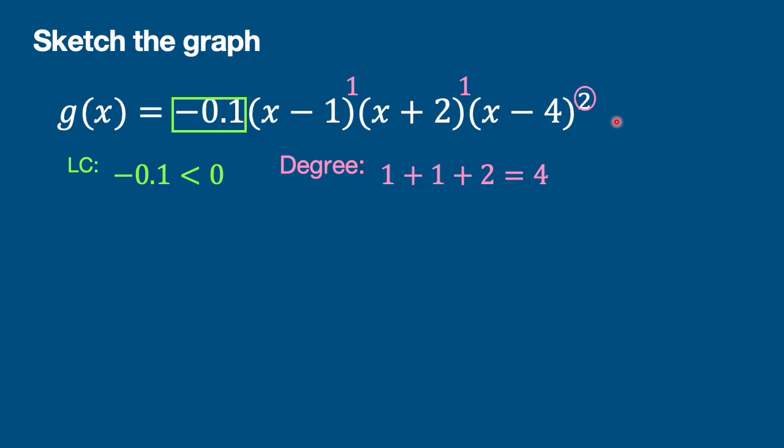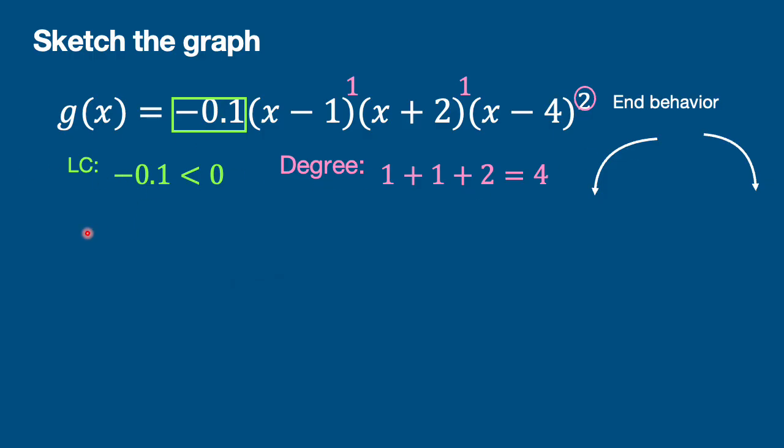Then you can decide the end behavior of the function. The leading coefficient is negative, meaning the graph falls to the right, guys, right? The degree is even, meaning the left side of the function has the same behavior. The graph falls to the left. Everything make sense? That's how you decide the end behavior with the leading term.